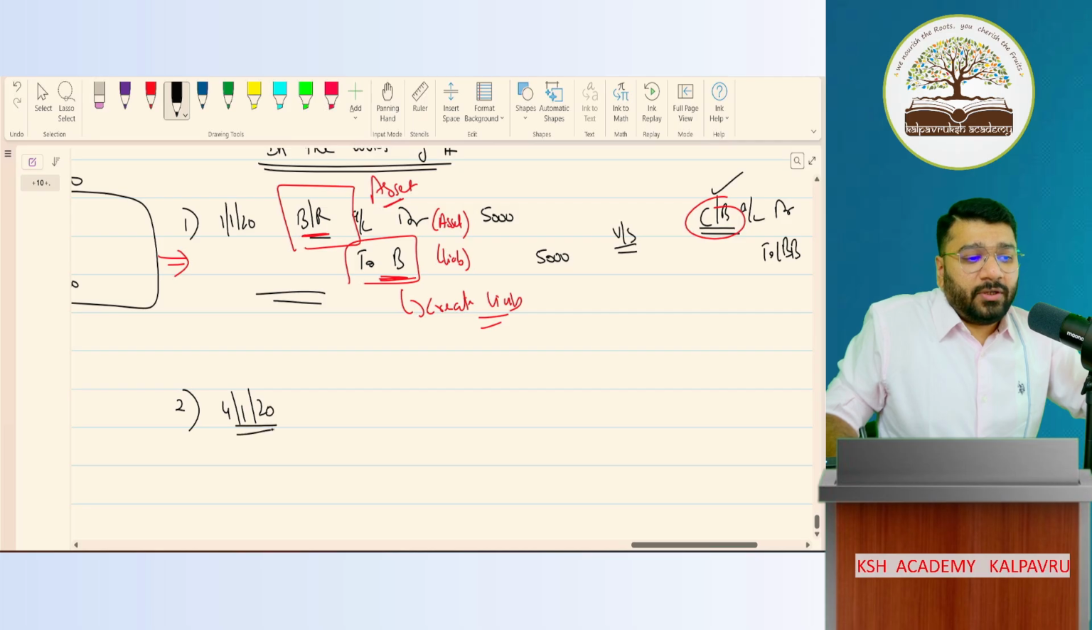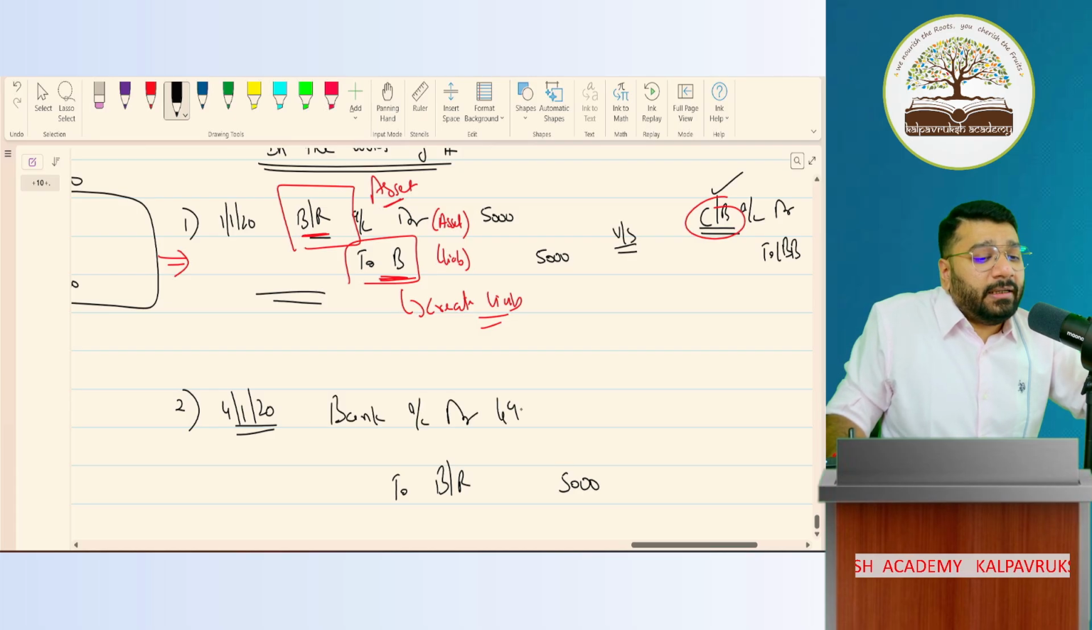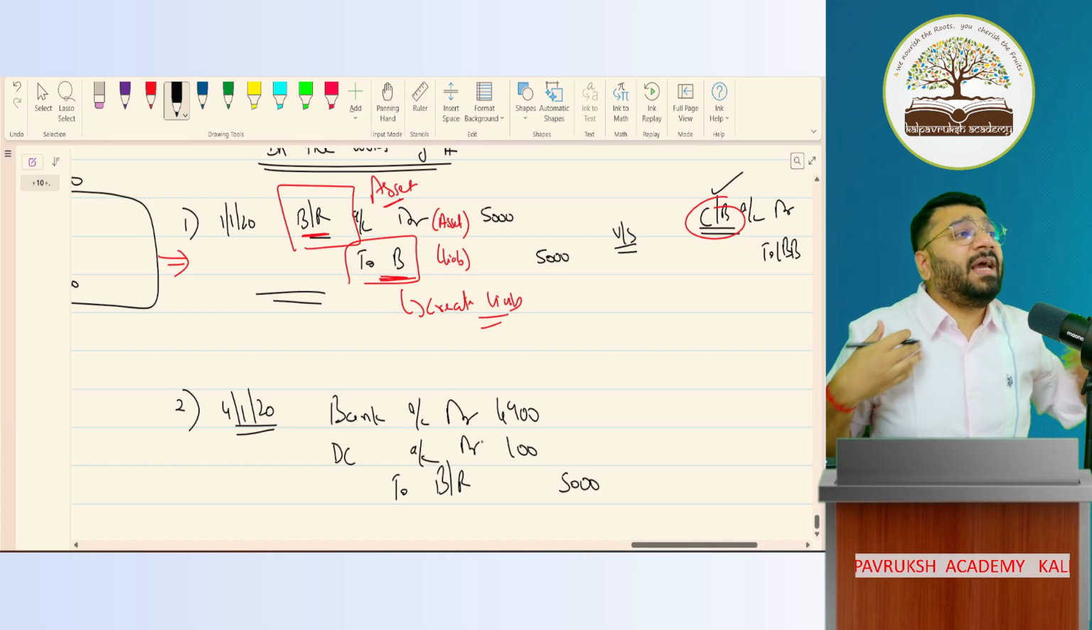January 2020. The bill receivable is going out, an asset worth how much? 5,000. How much money is coming inside the business? Only 4,900. Bank account debit 4,900. The remaining 100 is not coming, it is your discounting charges. So discounting charges account debit, as an expenditure, because we are enjoying this money, no?